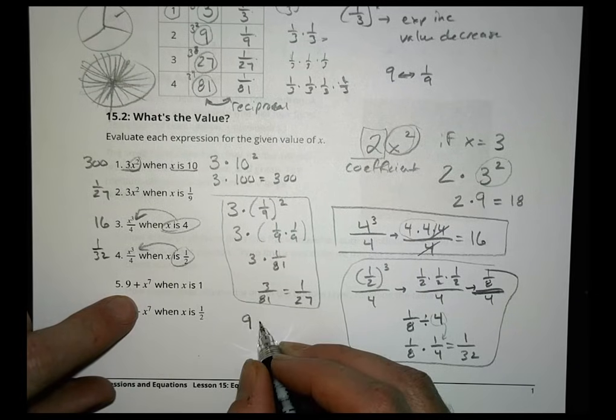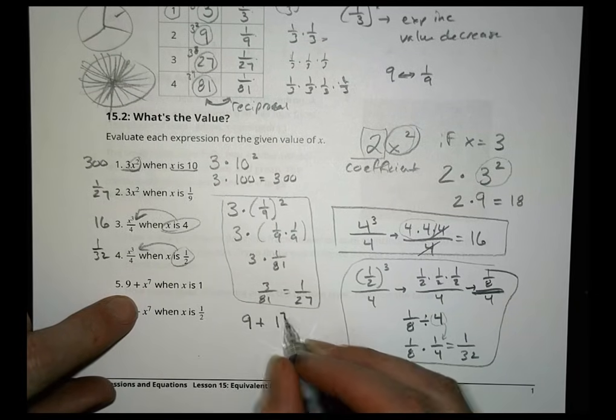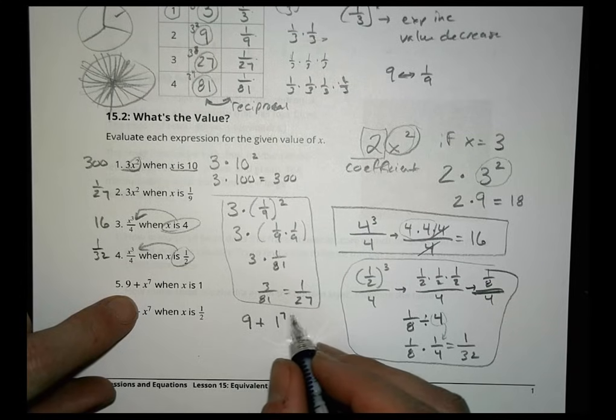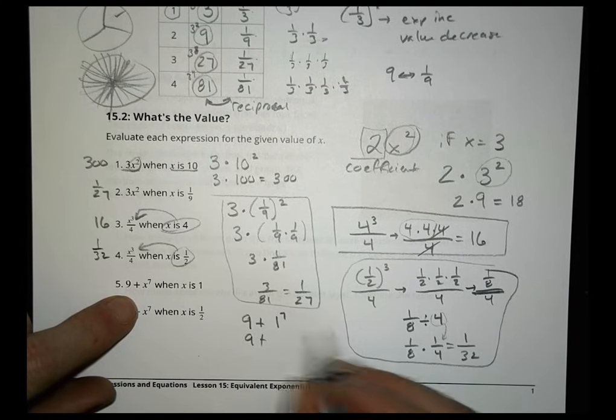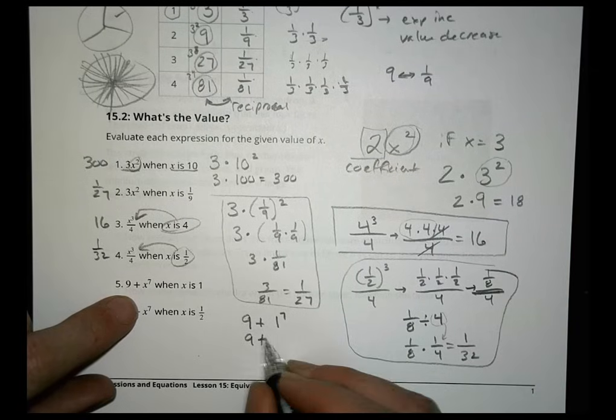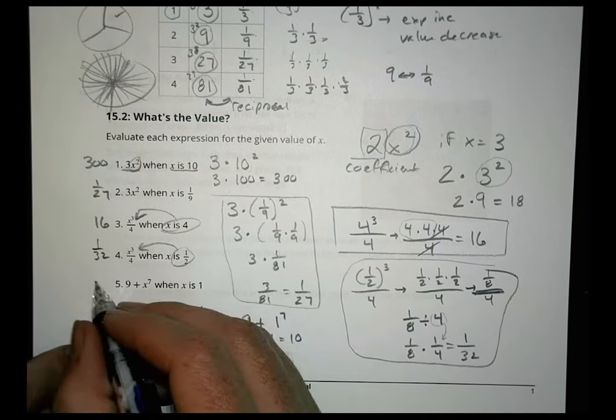For this next one here, we have 9 plus x to the 7th when x is 1. So we'll do 9 plus 1 to the 7th power. Well, 1 to the 7th power is simply 1. 1 times 1 times 1 times 1 is just 1. So we get 9 plus 1, which equals 10 for there.